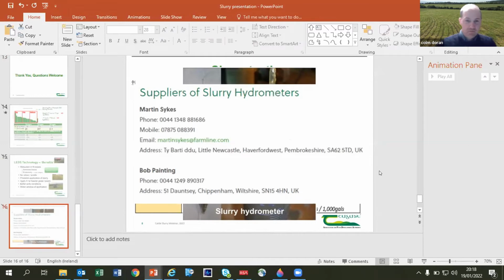So if you scribble down the names of them, or put them into Google, you should be able to find them. And also, Kevin, we have one in each of the Teagasc offices at the moment if people want their slurry tested.